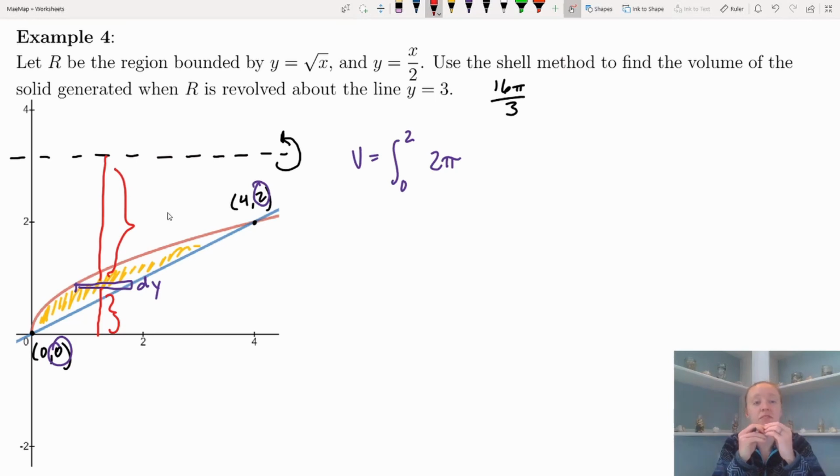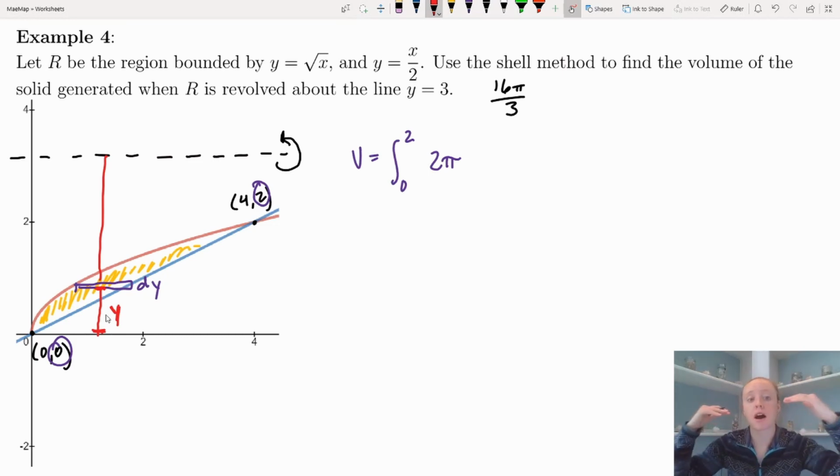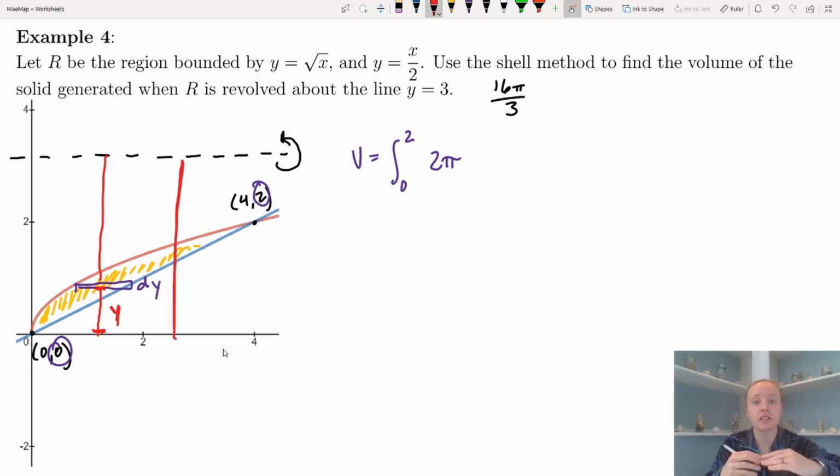This dy is infinitesimally small, so we don't need to take that into account. But this is helpful for figuring out our radius, because if we do know this distance here, that's like up above in example 3. This distance is some y distance. We're some y above our x-axis. The other distance that I definitely know is this distance here. That full length is 3, because that line is 3 above our axis.